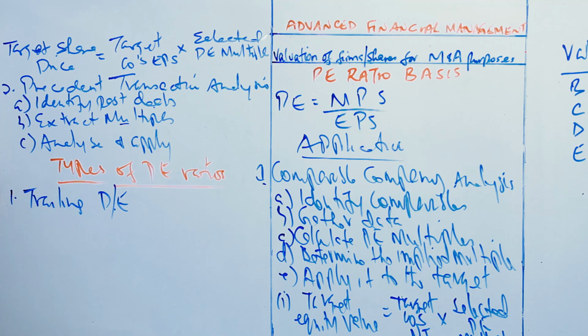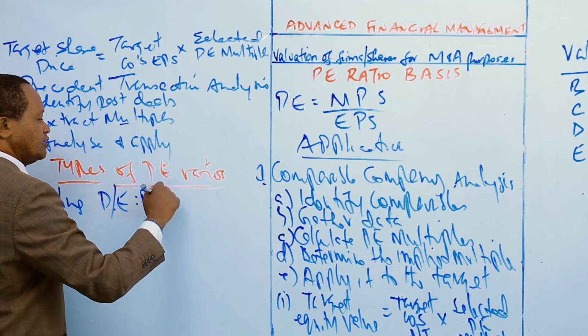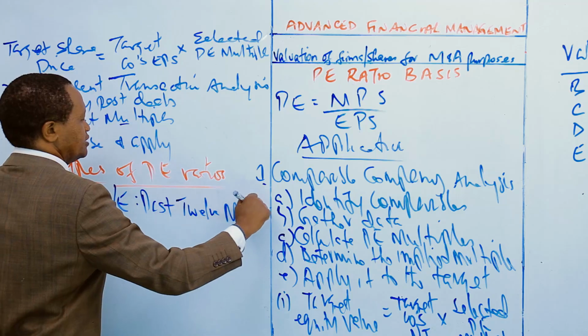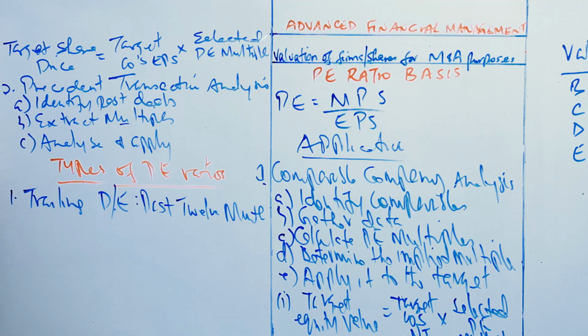What do we mean by trailing? Now, trailing PE ratio uses the actual earnings from the past 12 months, the last 12 months. And this is based on concrete audited data, but might not reflect current or future trends. That is one type of PE ratio that may be used.